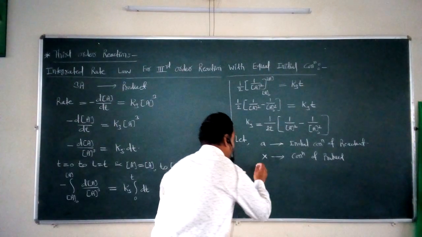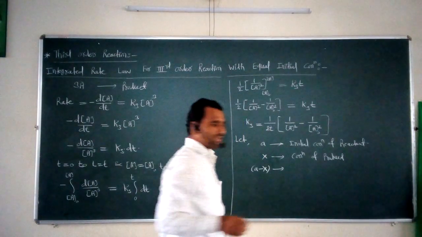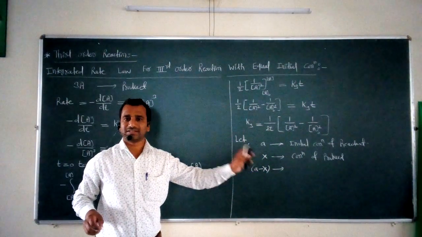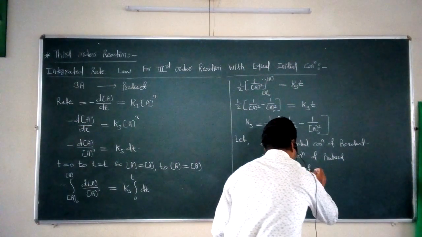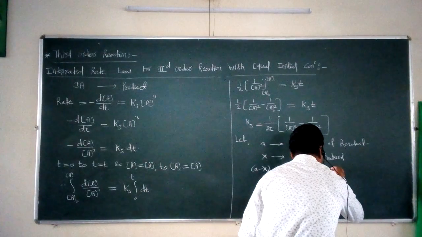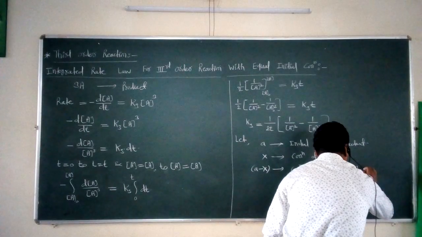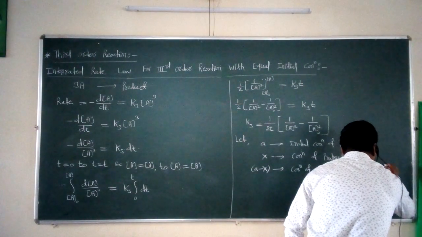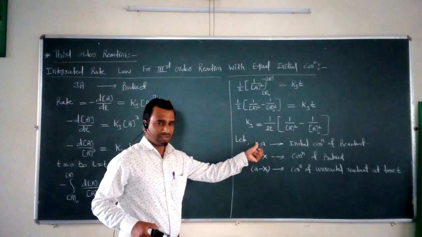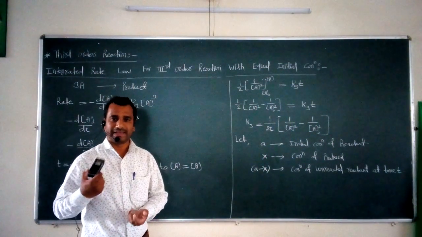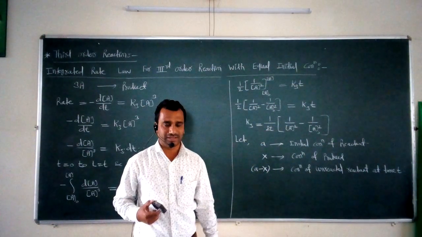And the third consideration is a minus x. A minus x stands for the concentration of unreacted reactant at time small t. So these are the three considerations we have to take for conversion of this equation into the simple form.